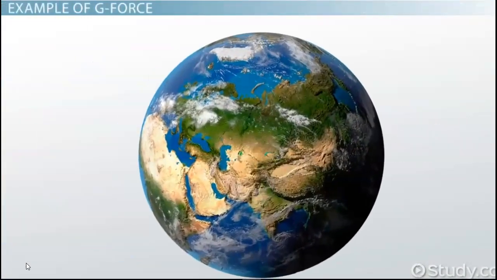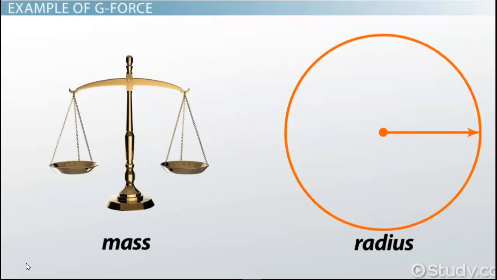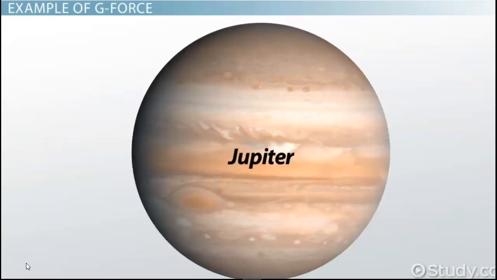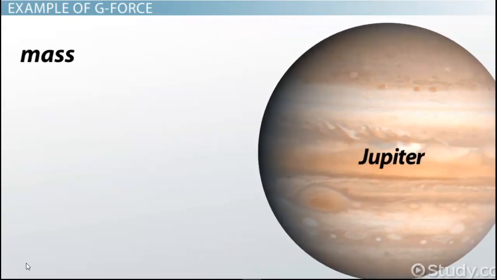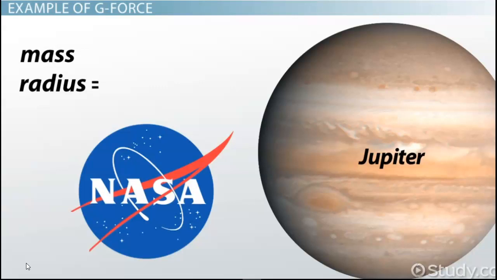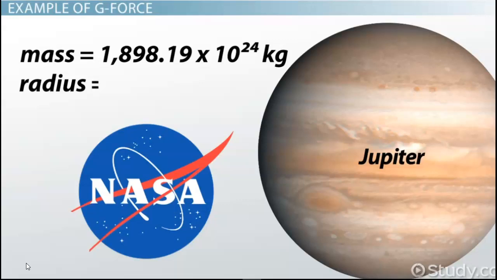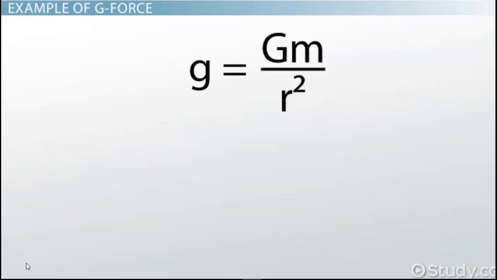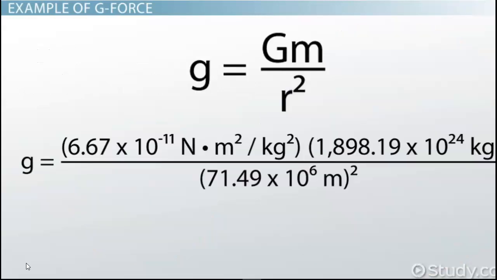Now, if you are asked to find the G-force of other objects besides planet Earth, all you need is the mass of the object and its radius. Let's look at an example. Say you want to find the G-force of the planet Jupiter. To find your answer, you'll need to know the mass of planet Jupiter and its radius. According to NASA, Jupiter has the following specs for the mass and radius. Its mass is 1,898.19 times 10 to the 24th power kilograms, while its radius is 71.49 times 10 to the 6th meters.